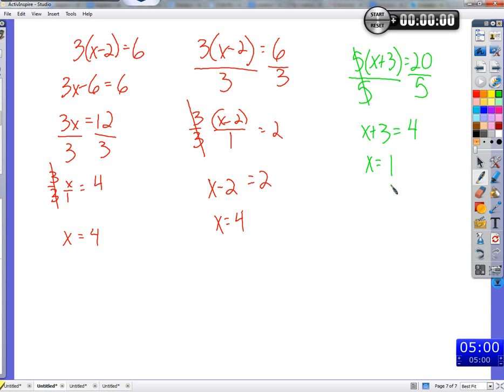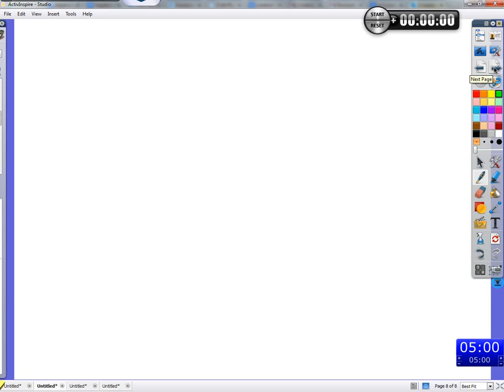So sometimes it's advantageous for us to skip that distribution, save ourselves the step of having to distribute, especially if distributing is really going to be kind of annoying. Okay? Let's look at this next problem.